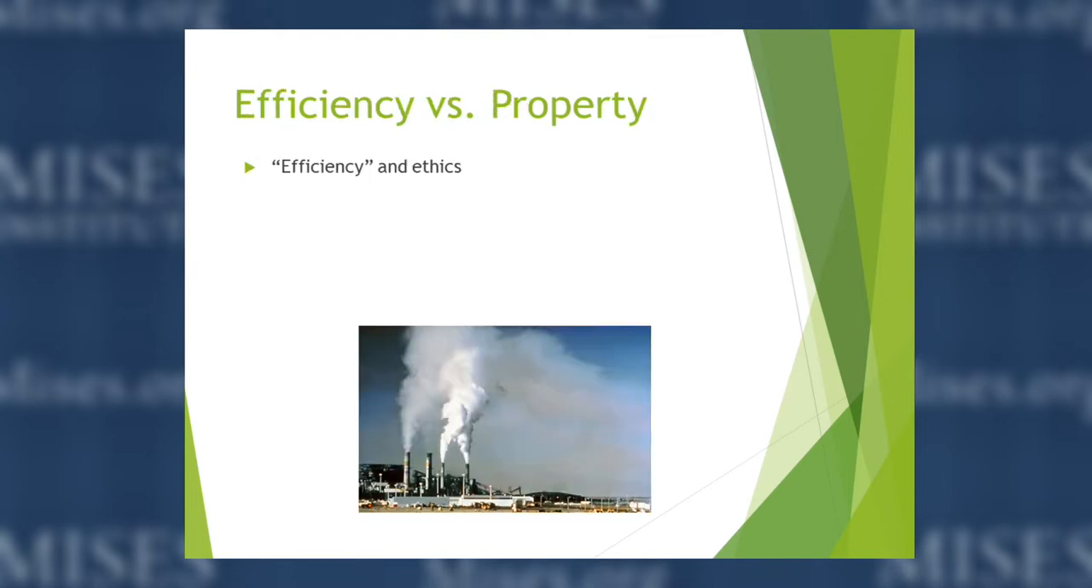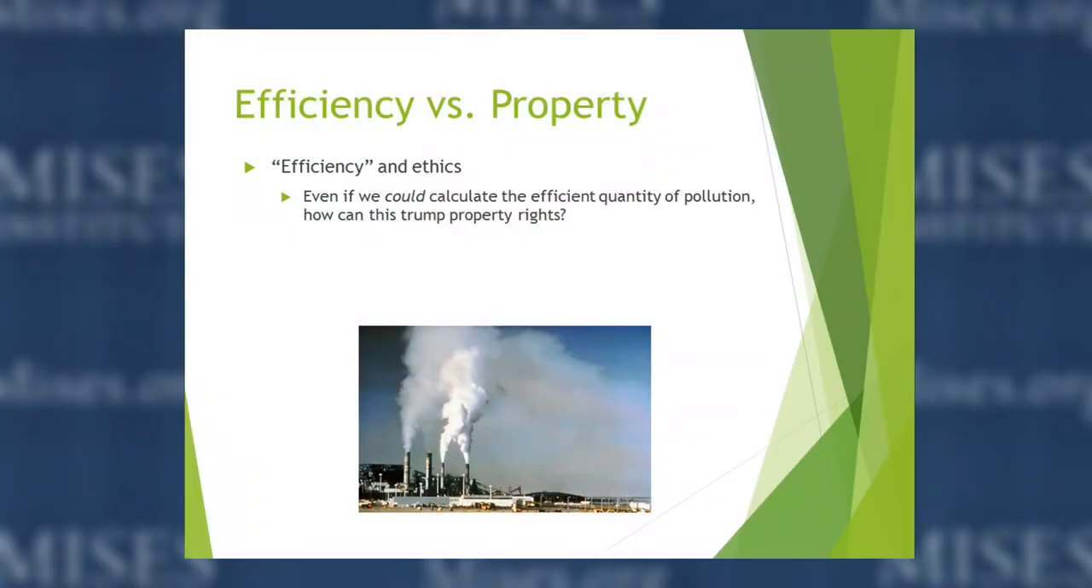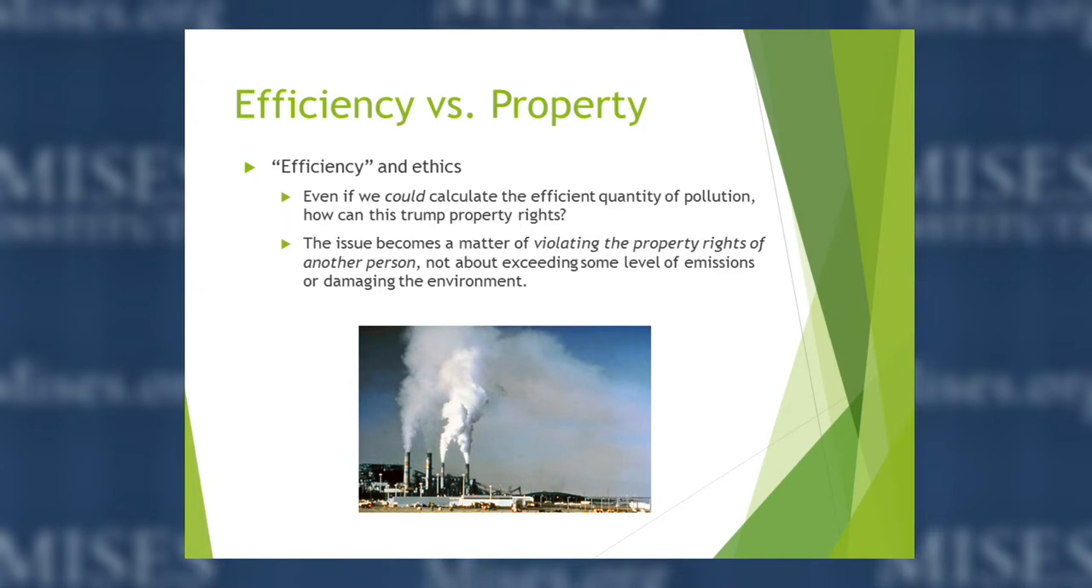All right, so let's think a little bit about ethics. I've talked a little bit about the problems that we would find in trying to use that mainstream approach. We don't know what we would need to know to make that work, but there are some other problems. What if we could calculate the efficient quantity of pollution? What if we knew magically what that external cost was? How can this trump property rights? So the issue becomes a matter of violating the property rights of another person, not about exceeding some level of emissions that we've deemed efficient, or even a question of damaging the environment.